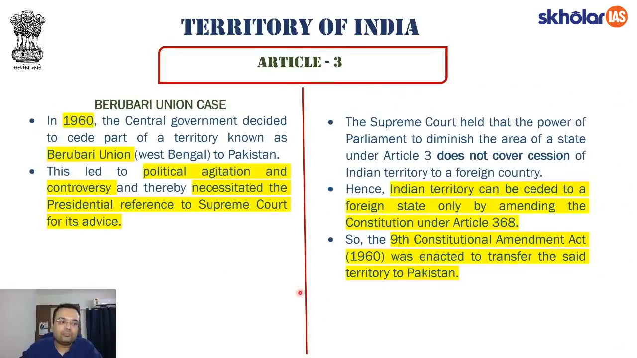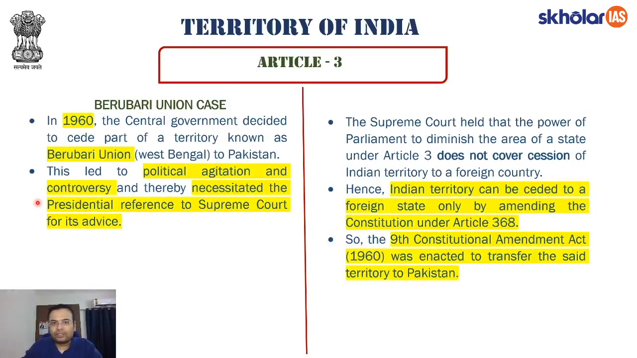Now we talk about a very important case, the Berubari Union case. What exactly does this case say? Essentially, what happened was that in 1960, the central government decided to cede a territory known as Berubari Union in West Bengal to Pakistan. Because at that time we had Pakistan, that was the mainland Pakistan, and we also had East Pakistan, that is the present-day Bangladesh. So there was some understanding between India and Pakistan, and it was identified that a part of India called Berubari Union, which is part of India right now, needs to be ceded away to Pakistan.